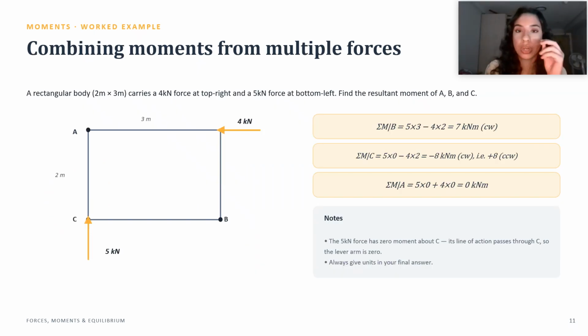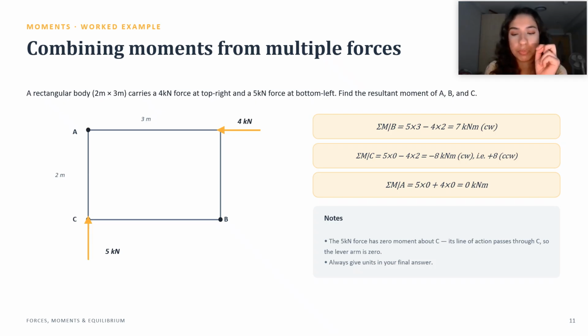Now, here is where we get a bit more advanced, where we have multiple forces on one body. This is a rectangular body, 2 meters long and 3 meters vertically wide, or I don't know. Anyways, we have the two forces in yellow, 4 kilonewtons and 5 kilonewtons, as you see there. And we only have 3 pivots, A, B, and C on 3 corners, so we don't have D. We need to find the moment on each pivot.